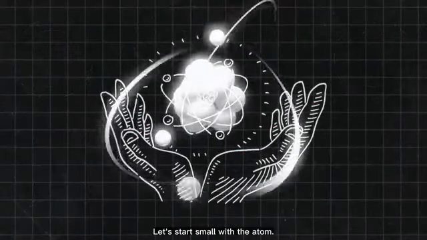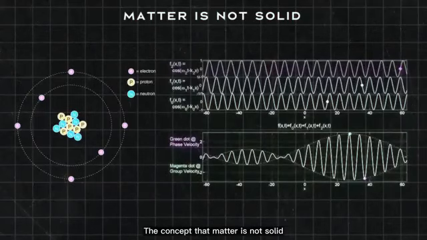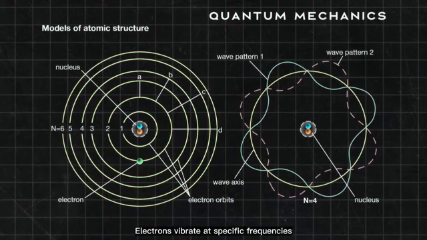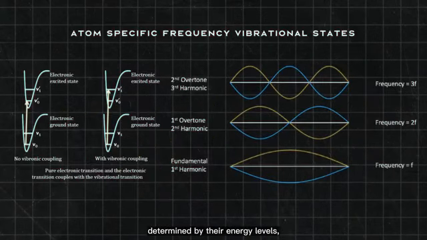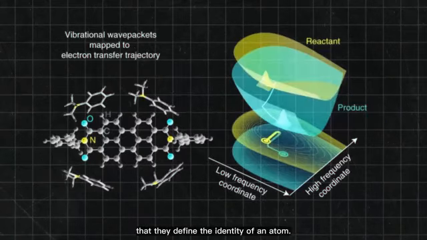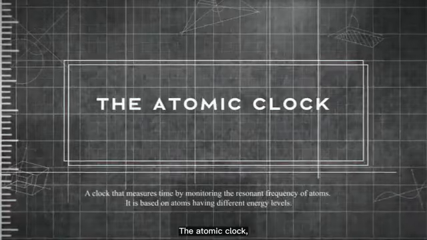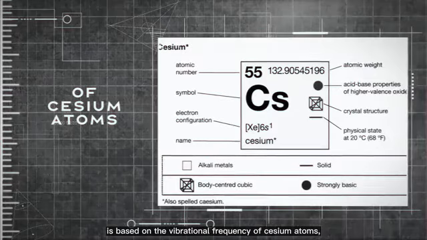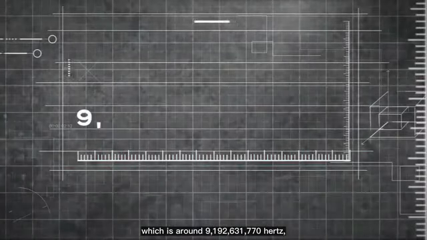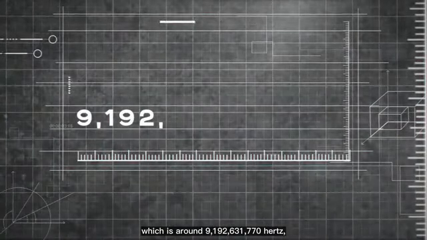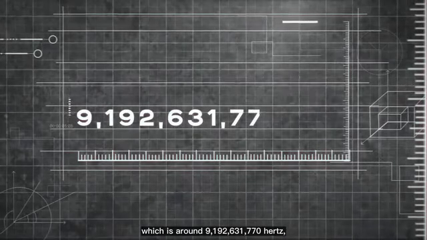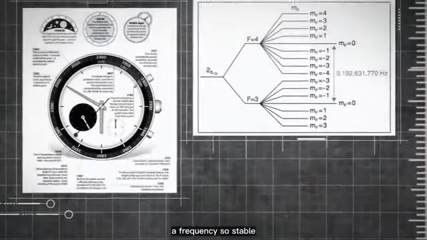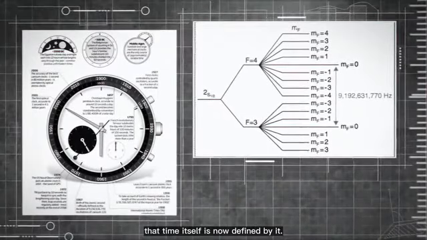Let's start small, with the atom. The concept that matter is not solid, but a cloud of potentialities comes from quantum mechanics. Electrons vibrate at specific frequencies determined by their energy levels, and these frequencies can be so exact that they define the identity of an atom. The atomic clock, a marvel of precision, is based on the vibrational frequency of cesium atoms, which is around 9,192,631,770 Hz, a frequency so stable that time itself is now defined by it.